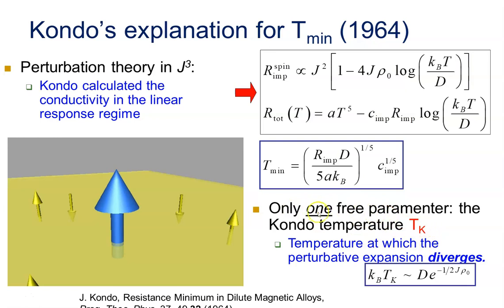And the only free parameter of this theory is the Kondo temperature, which is defined as this. So it's exponentially small depending on the value of the density of the electrons at the Fermi energy. So this is an important point. And this is the reference for the paper.